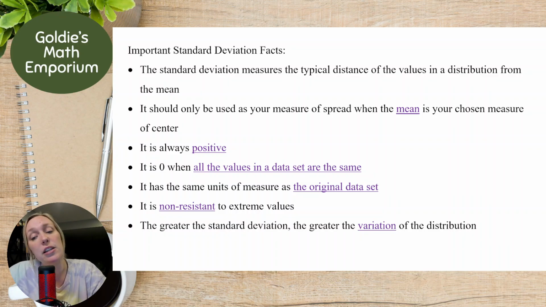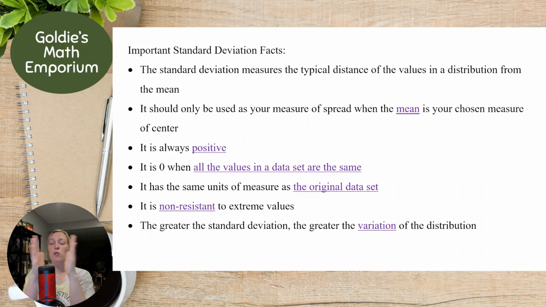The greater the standard deviation is, the greater the variation of the distribution. So if you have your values close together, you're going to have a small standard deviation because there's really not a lot of deviation from the mean. If you have a large standard deviation, then you're going to have greater variation because you're going to have values that are way different from the mean.